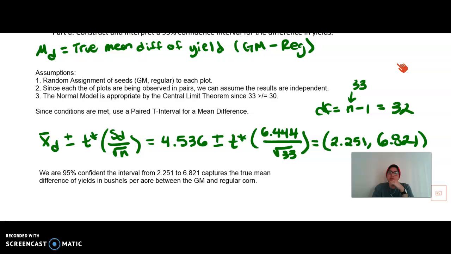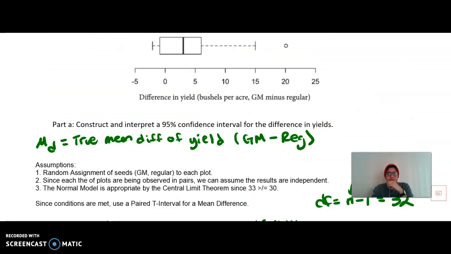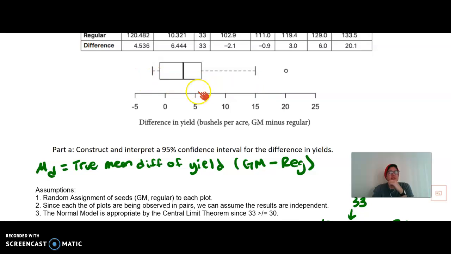Well, we have the random assignment of the seeds, either genetically modified or regular, to each plot. Since each of the plots are being observed in pairs, we can assume the results are independent. And here, even though our sample data appears to have some skewness and an outlier, it is trumped over by the fact that the sample size is sufficiently large. So that hierarchy of normality conditions goes 1, 2, 3. If the population isn't normal, we check the sample size. Then if we don't meet the sample size, then we check the skewness.